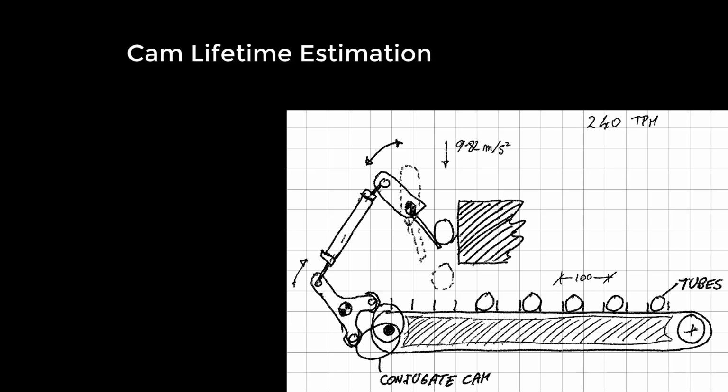In the last video, I developed a model that we can use to demonstrate lifetime estimation using MechDesigner. The model has conjugate cams driving a trapdoor to drop tubes onto a flighted conveyor.